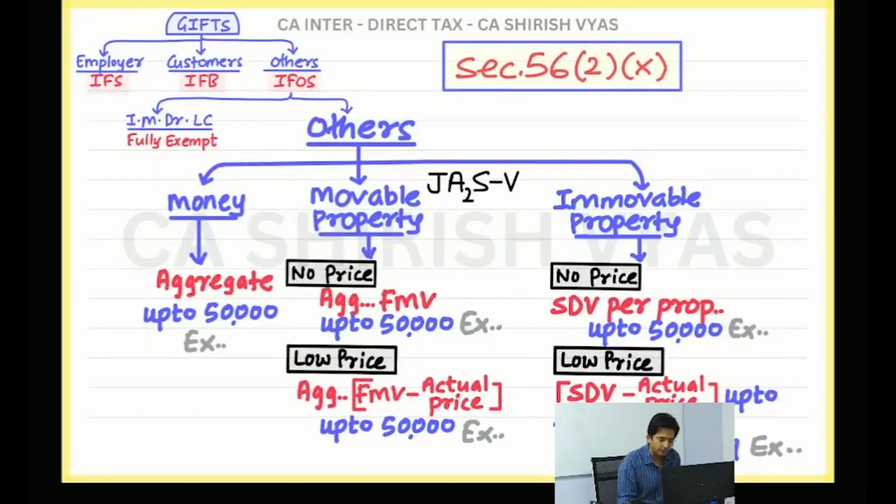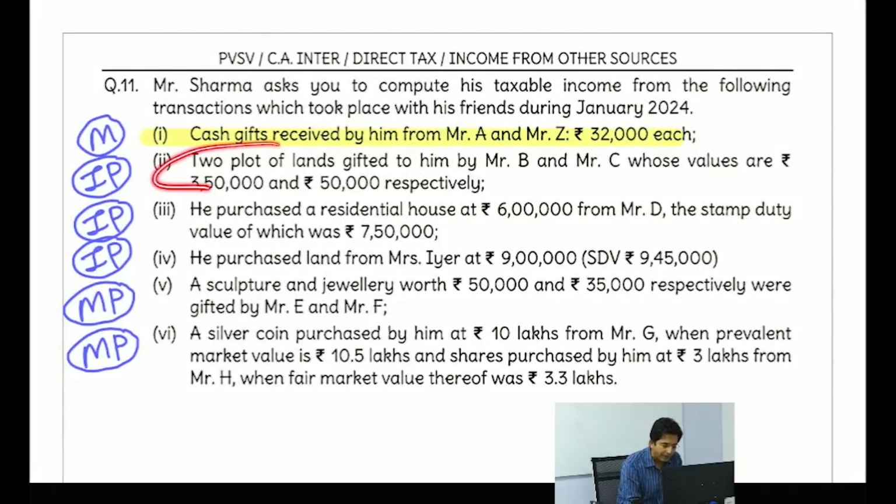So tell me as per our theory what to do. Stamp duty per property you have to see. Here will you do aggregation? No, it is per property. While reading this point, I am not even interested in the next point. Actually next point is again immovable property. But will you do aggregate or per property? Per property. And even in this point there are two properties. One property 3 lakh 50, other property 50. The one which is up to 50 is exempt, the one which is above 50 is taxable.